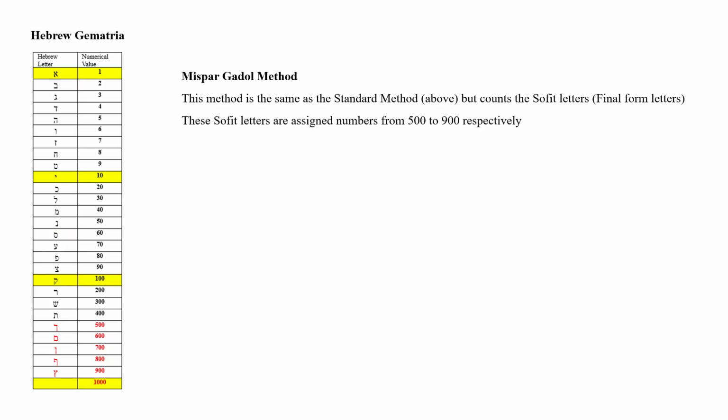Mispar Gadol method. This method is the same as the standard method above, but counts the Sofit, or final form letters. These Sofit letters are assigned numbers from 500 to 900 respectively.